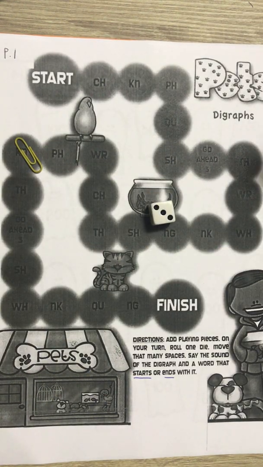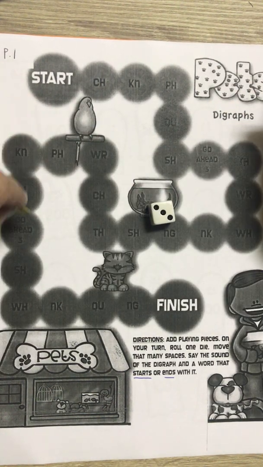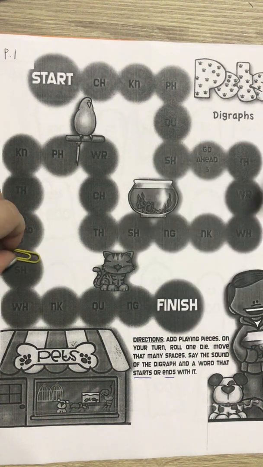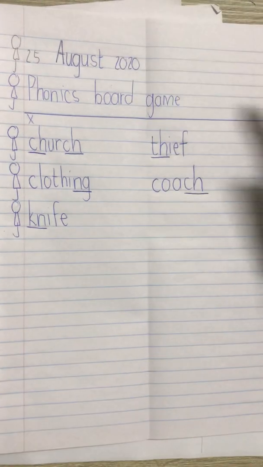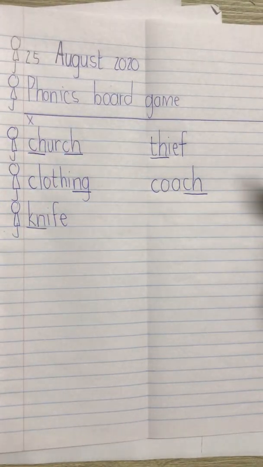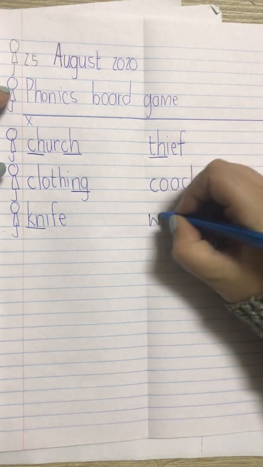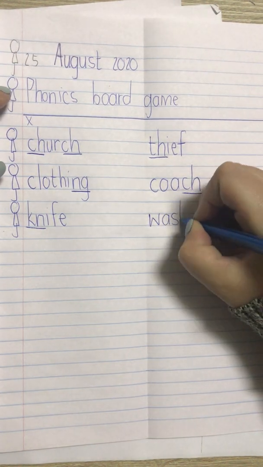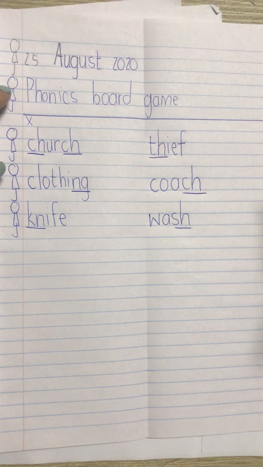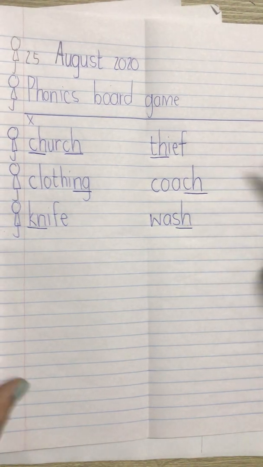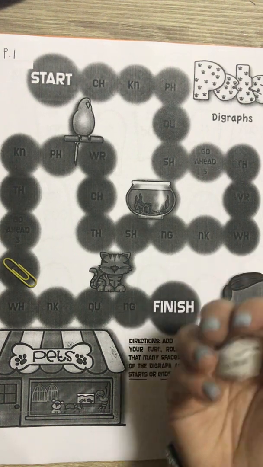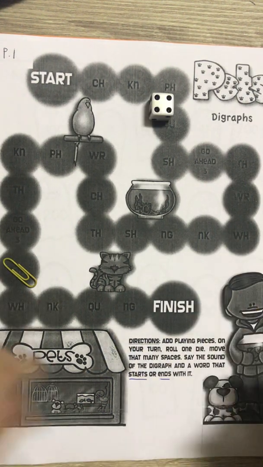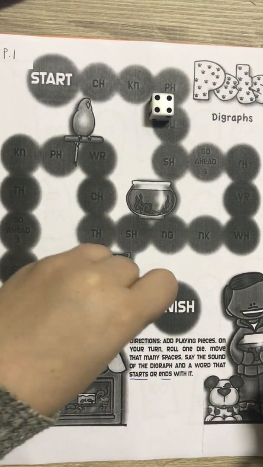And roll again. Seriously? 1, 2, 3. It's a s, h, which is a sh sound. So I have to write a word that starts or ends with sh. I'm going to write wash. I wash my clothes. Shh. Good. Again. Okay, let's try not get a 3 this time. Haha. 1, 2, 3, 4.